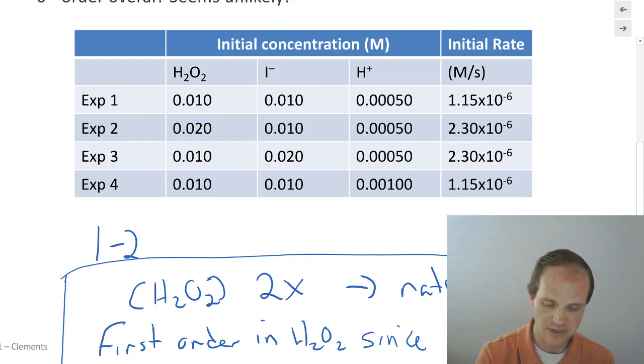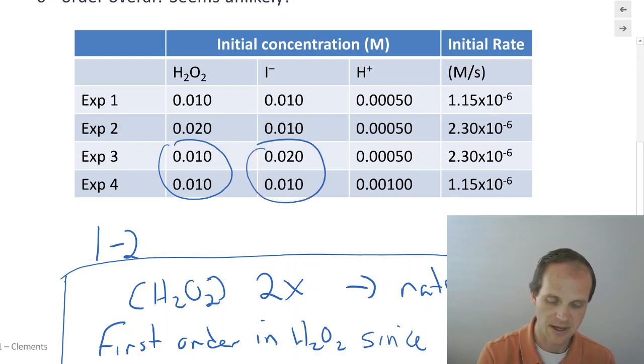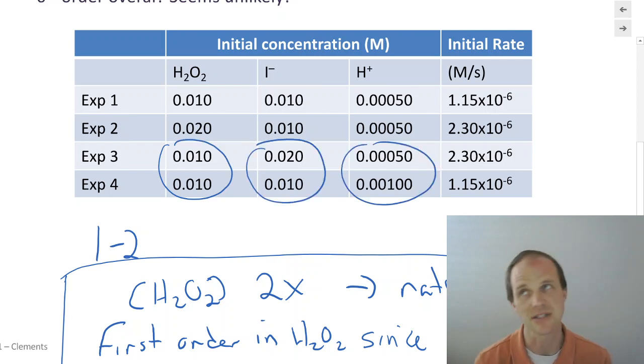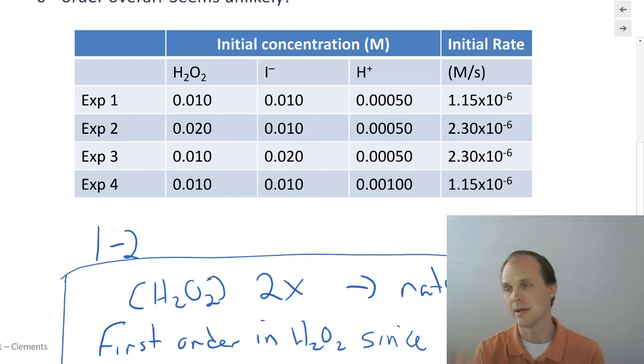So we do 3 and 4. In 3 and 4, H2O2 stays the same, I minus changes and H plus changes. Okay, well, that's not good. So you're like, oh, well, maybe that's it. Maybe I'm just done and I've got to do some more complicated stuff. But no, this is our first example. There's got to be something a little bit easier.